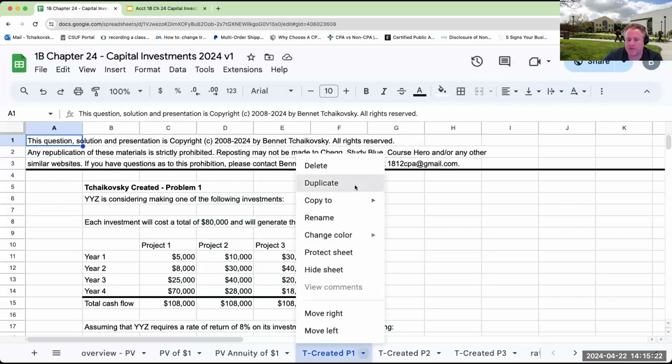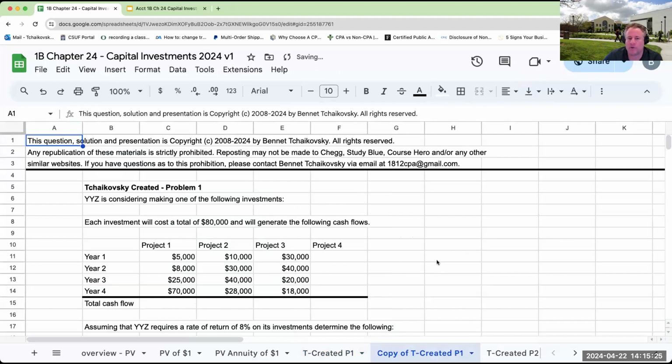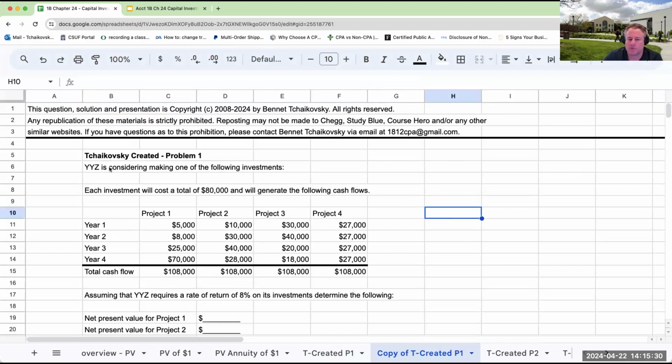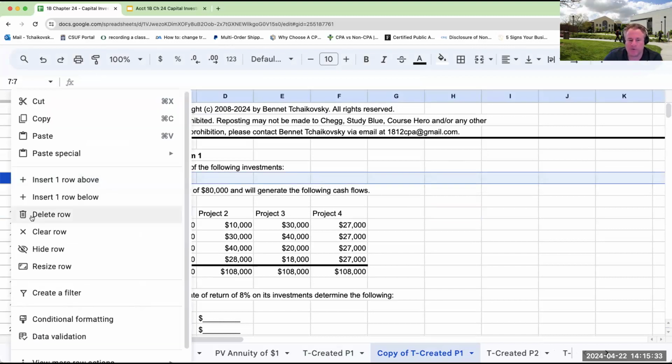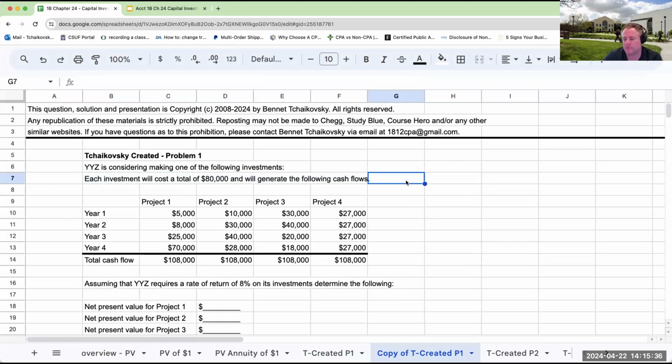So this is our first problem we're going to go through and look at for this particular chapter, dealing with present value. So YYZ, favorite airport out of Toronto, and a great song by my favorite band, is considering making one of the following investments. Each investment will cost a total of $80,000 and will generate the following cash flows. Now, what you notice is the total cash being received over time is the exact same. It's $108,000. But what is different is the way the cash is coming in, right?